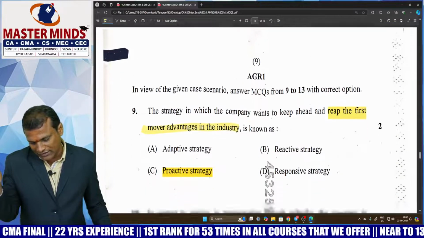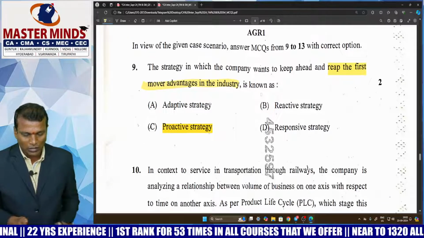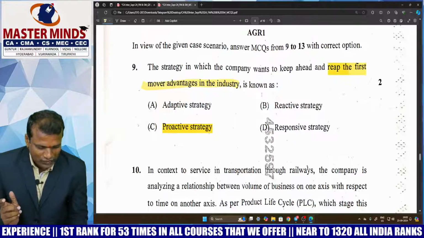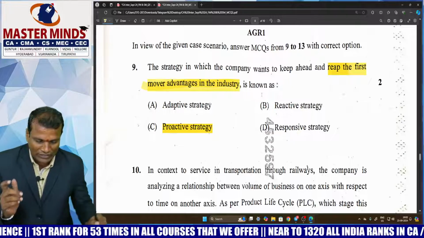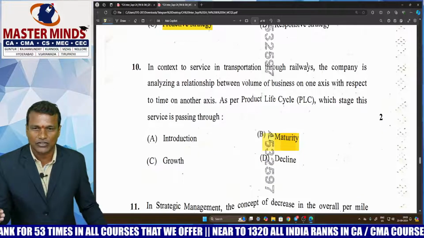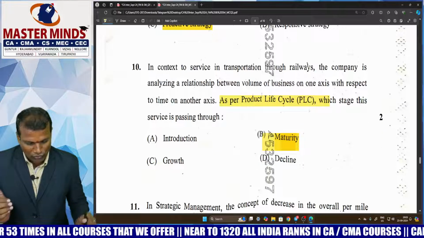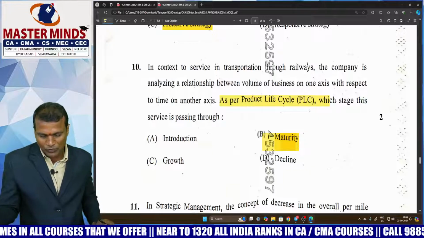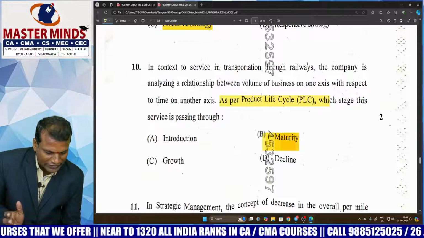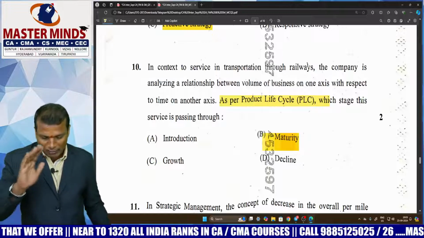Now look at the case scenario questions, MCQs now. First one, you have to be very proactive, because the clue is you have to take the advantage, called first mover advantage in the industry, means you have to follow proactive strategy. Now come to the second question. As per product life cycle concept, which stage the organization is right now, means the growth rate is stabilized, means maturity stage.